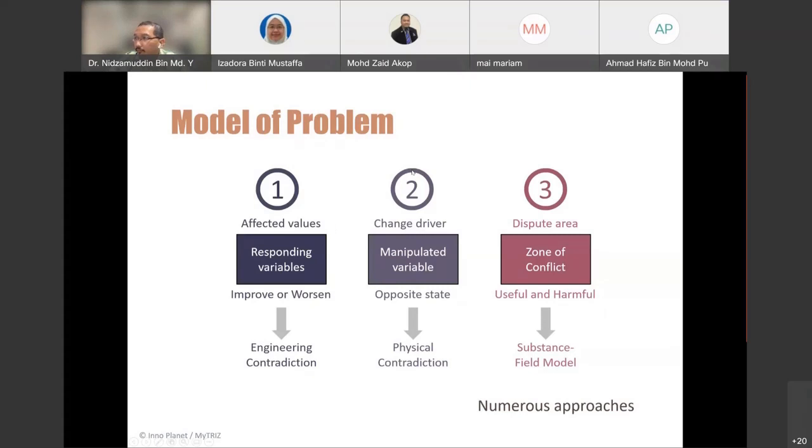Or, we have a situation where we have to, for instance, change the driver or the condition. So we need to find the variable that can change this factor to an opposite state. This is what we call modeled as a physical contradiction. And then another problem model is if there is an area of dispute, which we refer to as a zone of conflict. We categorize it as a useful or harmful area, and this we model with the substance field model. So this is generally how we model the problem.